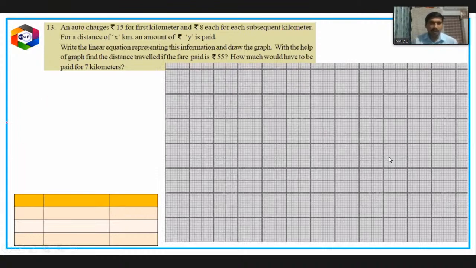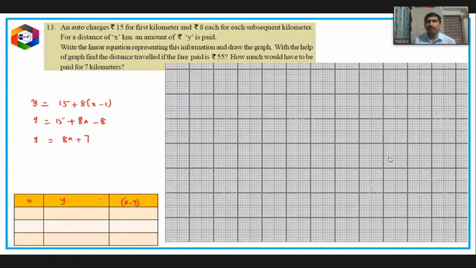Just I'm going to write the equation quickly. So the equation is y equals 15 plus 8 into x minus 1. So y is equal to 15 plus 8x minus 8. So y is equal to 8x plus 7. So this is x we have taken, this is y, and this is x comma y we have taken.